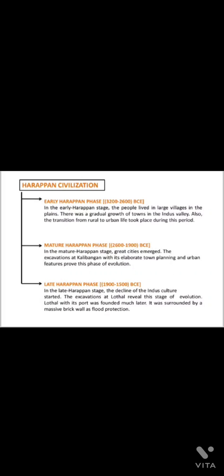Now, let's have a look at the important sites of the Indus Valley civilization in the map. In this map, the important sites of the Indus Valley civilization, including Harappa, Mohenjo-daro, Rakhigarhi, Kalibangan, Dholavira, etc., are clearly visible. Apart from this, several other sites are also mentioned. Now, we are going to discuss the Harappan civilization in detail.